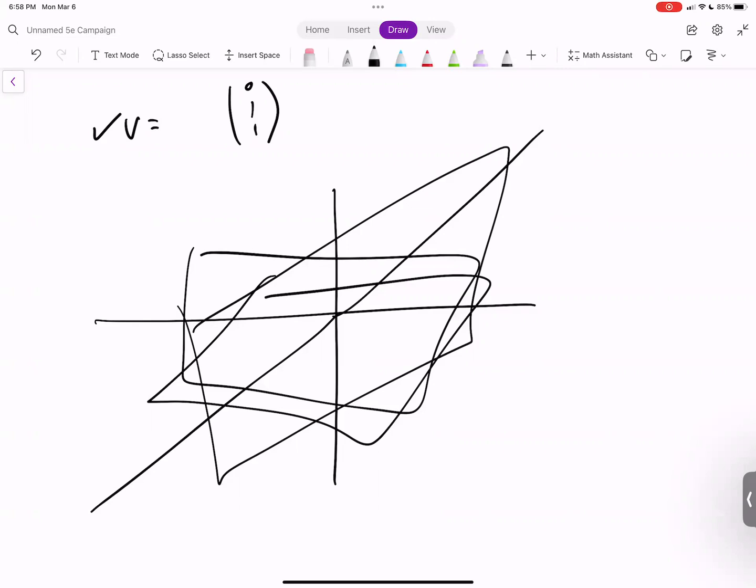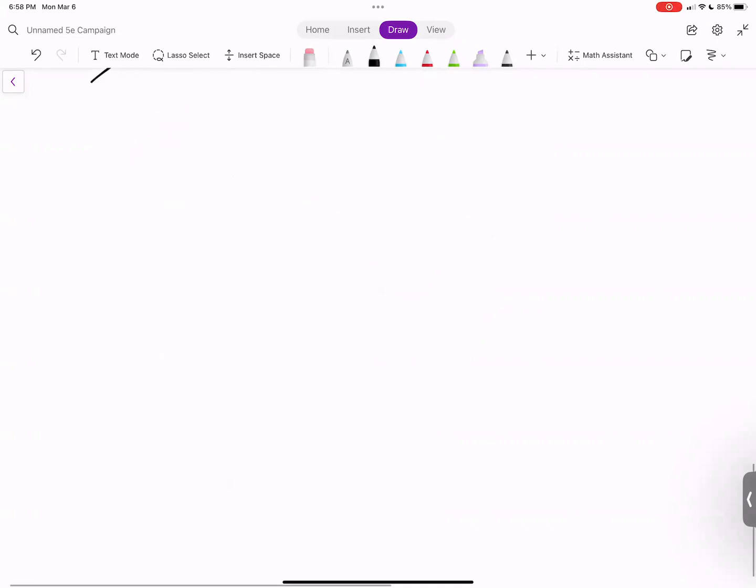But that's, again, the geometric approach for this. Just kind of thinking of what the space actually looks like. All right. So now back to here. Now there's one more condition, and that is being closed under multiplication.